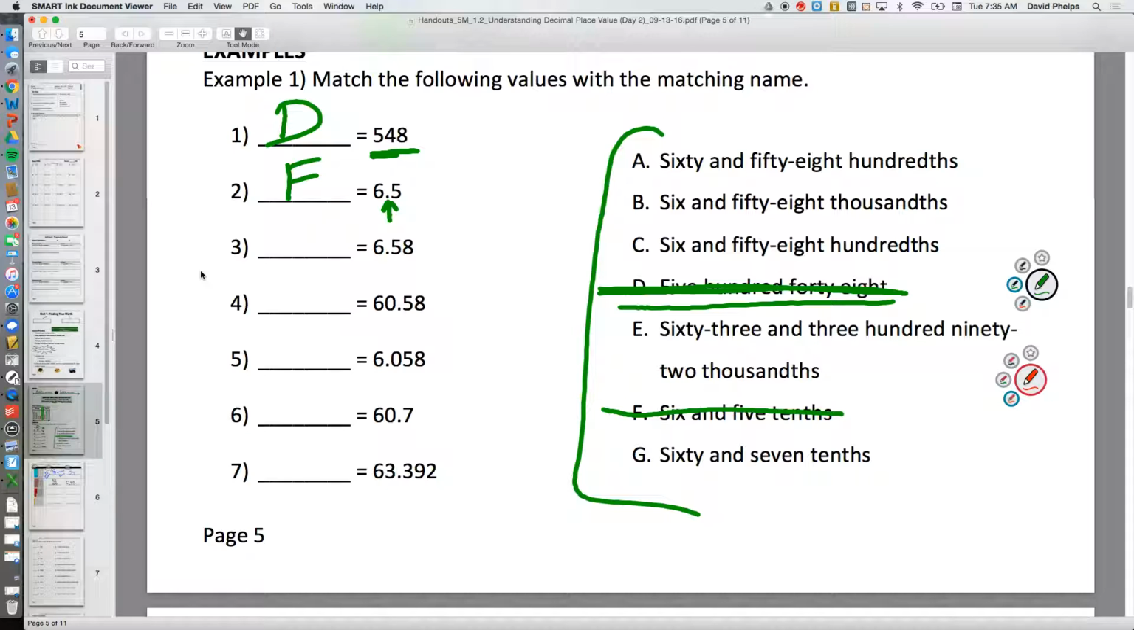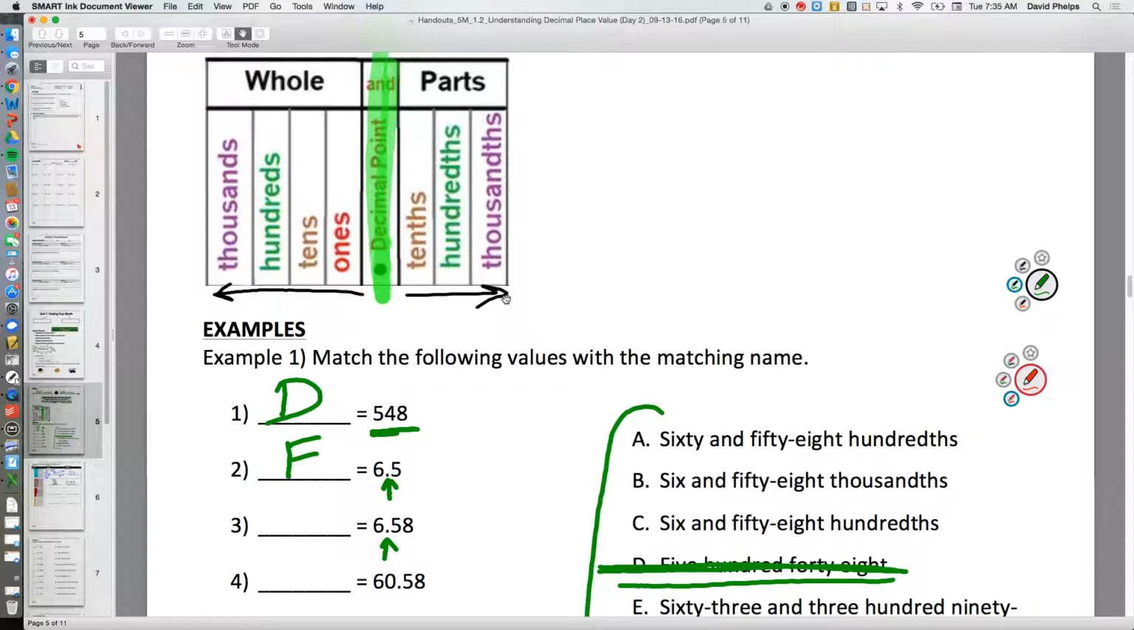So number 3, 6, decimal point, we say and, 6 and 58, but it's 58 what? What place value is it in? Well, I know that 8, that's in the hundredths place. Again, we can write it up here if we need to, or in our chart we have. And the 8 lines up with the hundredths place. So this would be 6 and 58 hundredths.